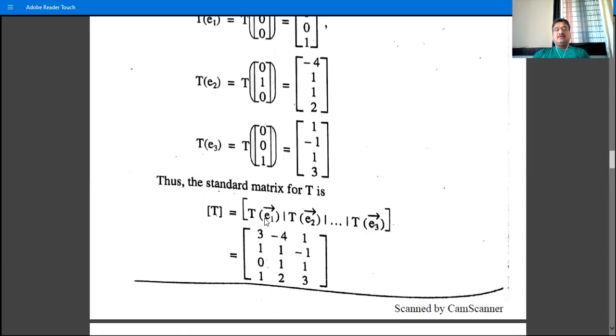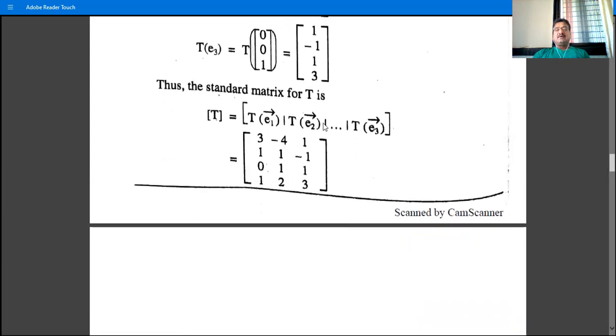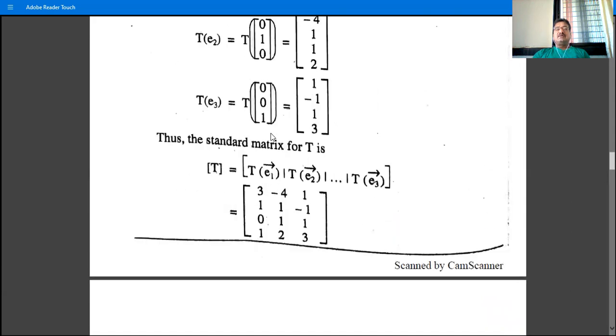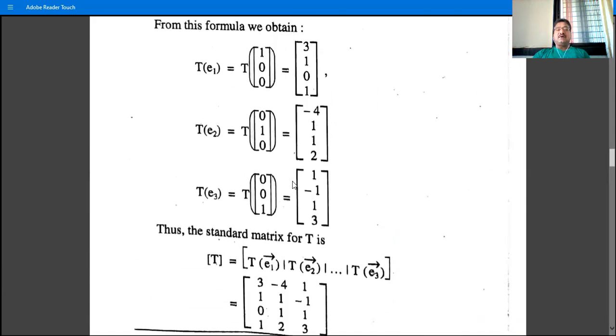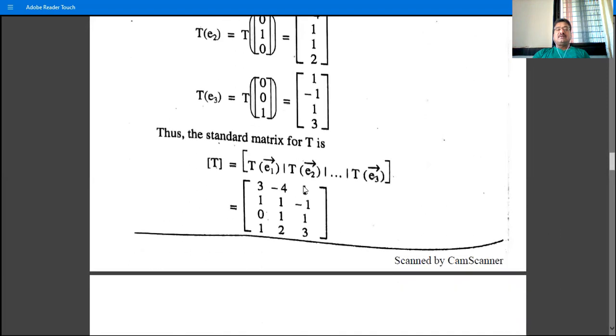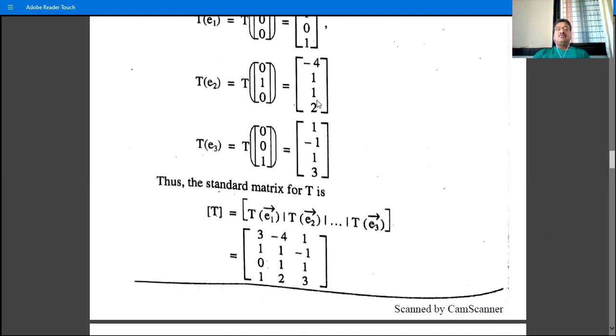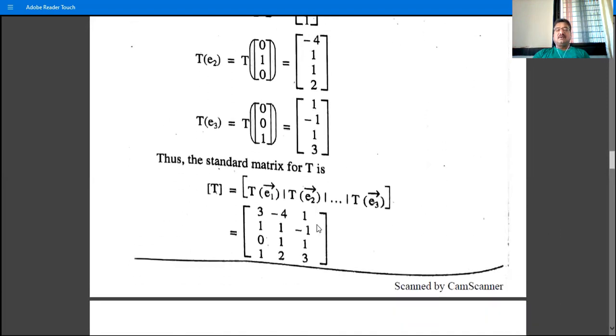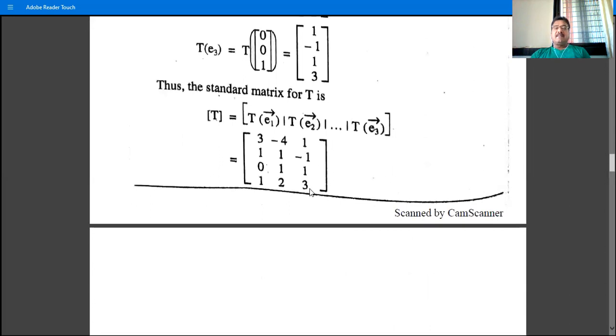Thus, the standard matrix of the linear transformation T is what? T in square brackets is the matrix with columns T(e1), T(e2), T(e3). Don't write the dashes. T(e1) is (3,1,0,1), T(e2) is (-4,1,1,2), and T(e3) is (1,-1,1,3). And so this is the matrix for T. This is called the standard matrix for T.